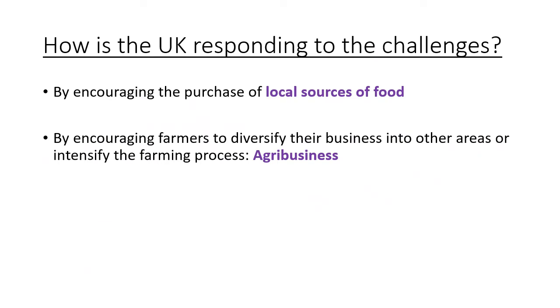Okay, so how is the UK responding to these challenges? I'd like you to copy that subtitle and the 2 bullet points here. This sums up the 2 strategies that we're talking about: local sources of food and agribusiness. I think the top one you can probably work out what it is already, but the bottom one, we'll talk about that in a little bit more detail as well. So copy everything on the screen and pause the video now.